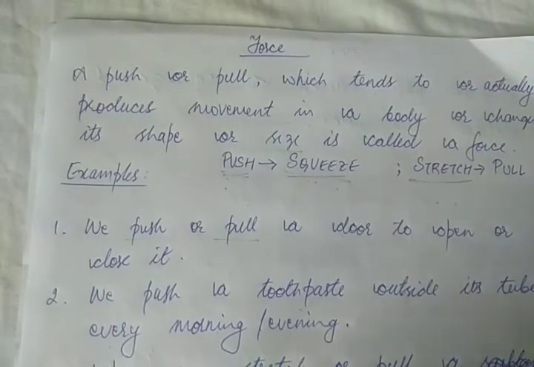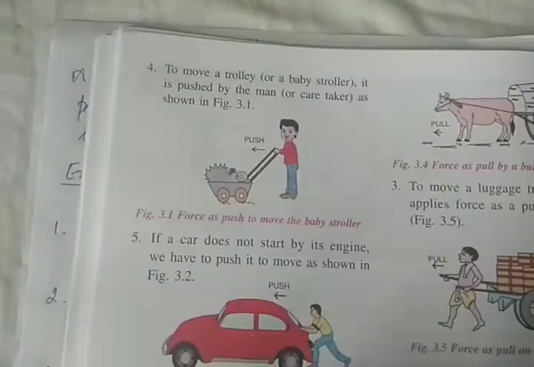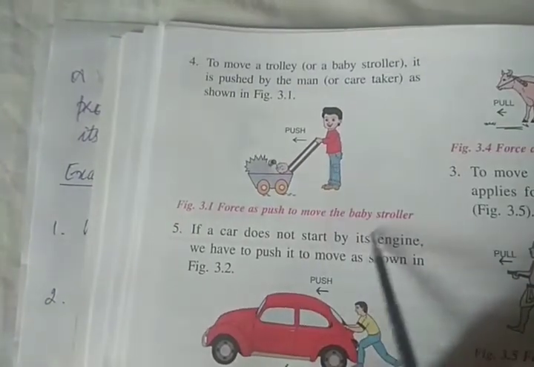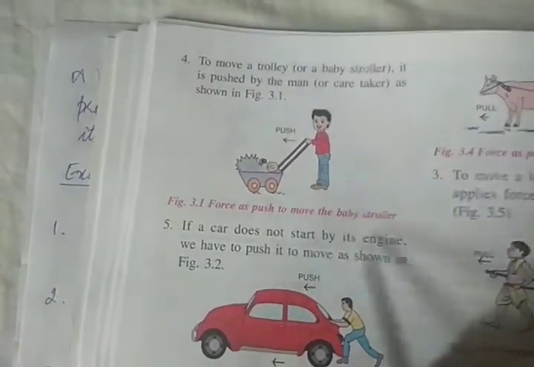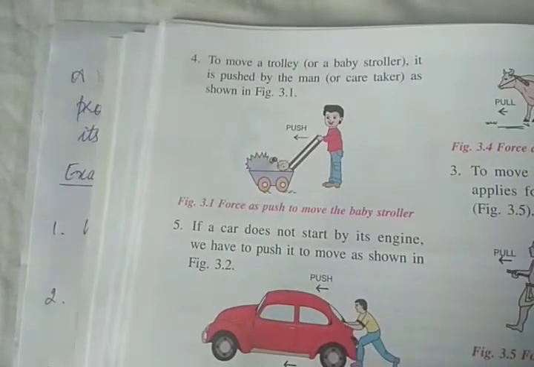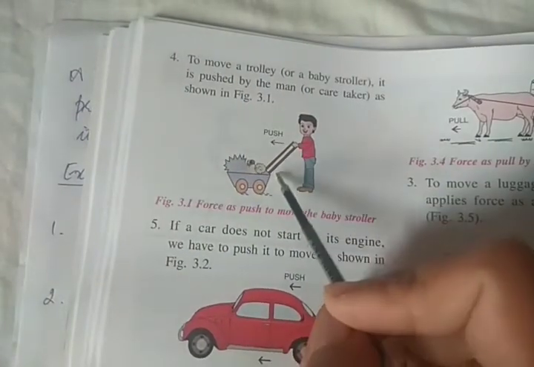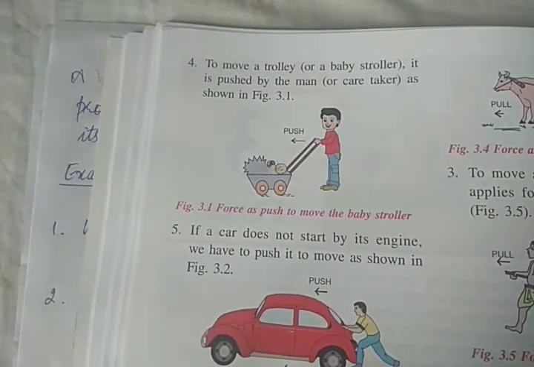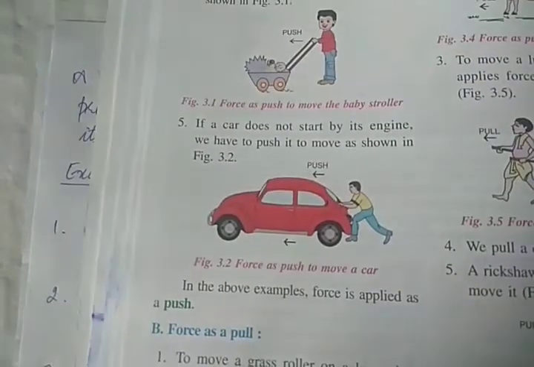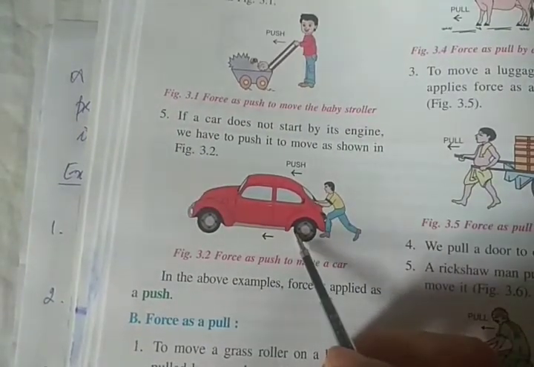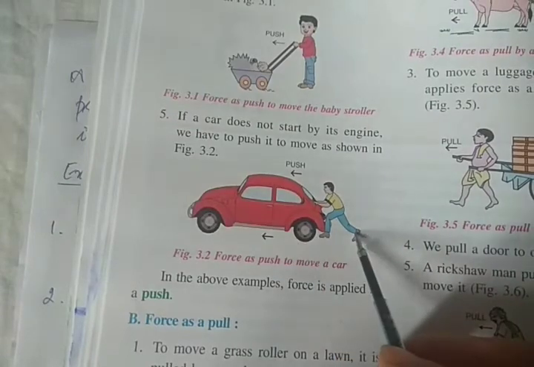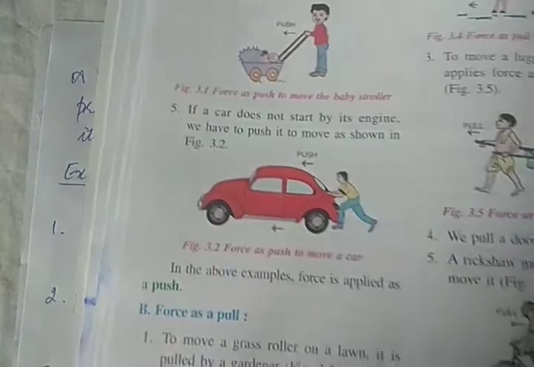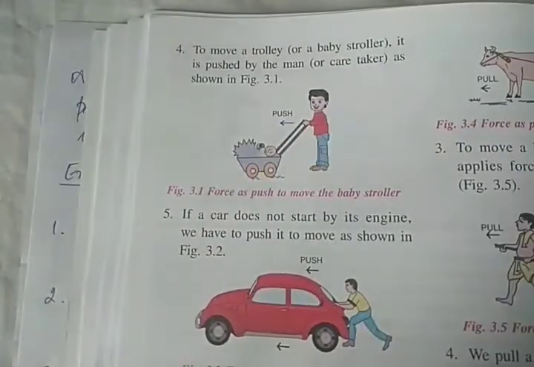Let me show you some of the pictures that are there in the book also. Here is an example of push force, as we push to move the baby stroller, also called a perambulator. You must have seen people pushing this baby stroller such that it moves. So we are applying a force. Sometimes you must have seen people pushing cars or vehicles. What are they doing to make it move? They are applying a force. So this is an example of force as push.